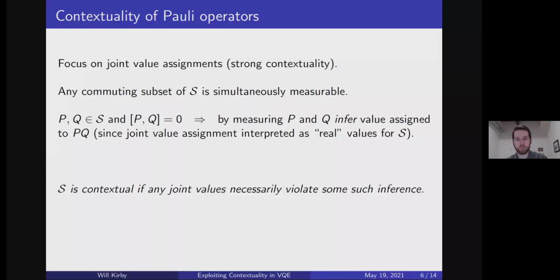So if our hidden variable model predicts the value of some observable that isn't in our initial set, we still need to keep track of that. And also I'll note that this is just the same as insisting that we look at contextuality of the closure under inference of S, which is a criterion that at least Robert Raussendorf's group has used in their work on phase space models for quantum computing.